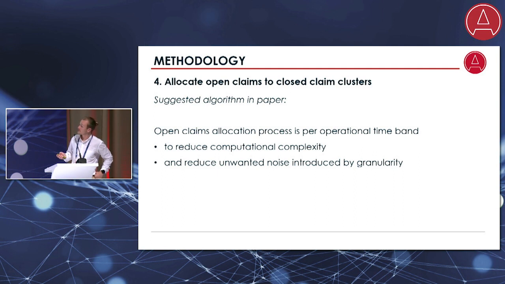The suggested algorithm in the paper suggests that, just to reduce the computational complexity, we can do this by operational time band. What that involves is you look at your open claims and divide them up into certain bands. Operational time bands are very common in the Australian market. It's a different way of looking at claims development periods, based on percentiles. It has different advantages, but it's often used in individual claims projections. So you band all your open claims and iterate this process only per band instead of per individual claim. It can also reduce the unwanted noise potentially introduced by the granularity of individual days.